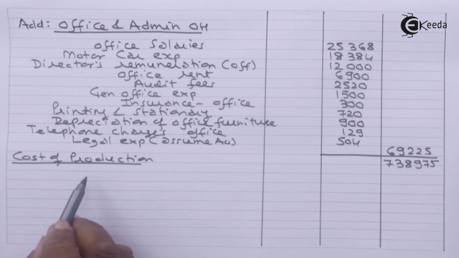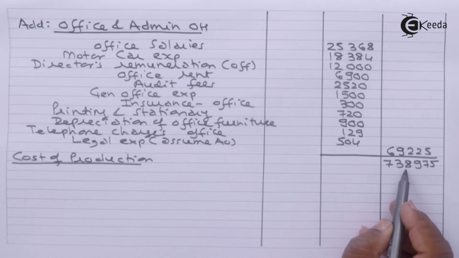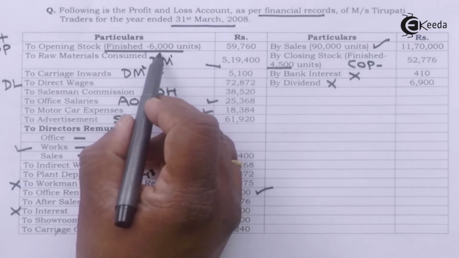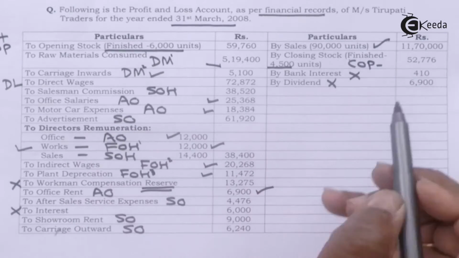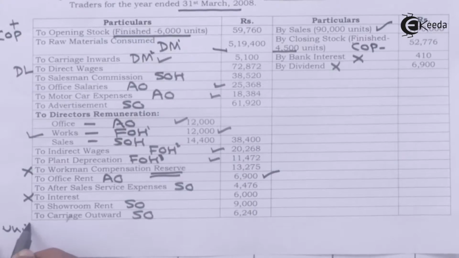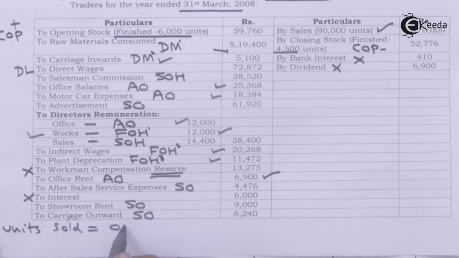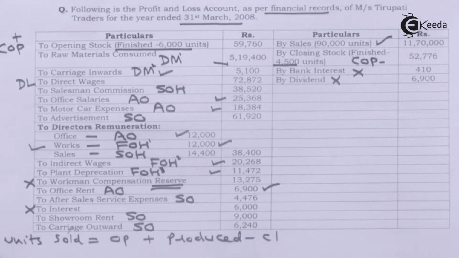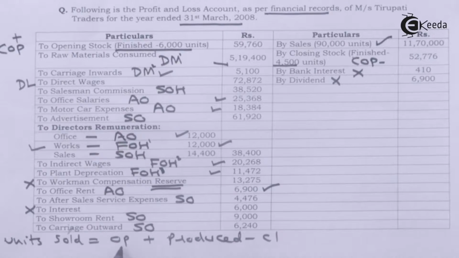So we got cost of production 7,38,975. Now, how many units are produced, that we are required to find out. There is opening stock 6,000 units, units sold 90,000, and closing stock 4,500. Formula is units sold is equal to opening plus produce minus closing.